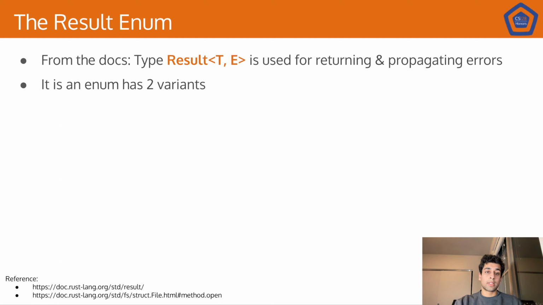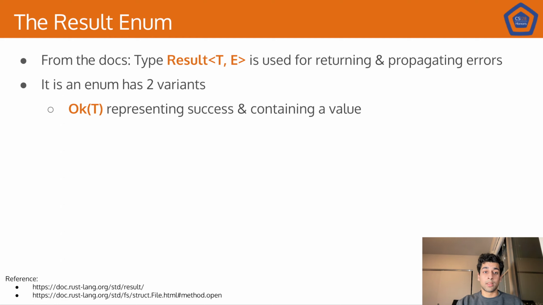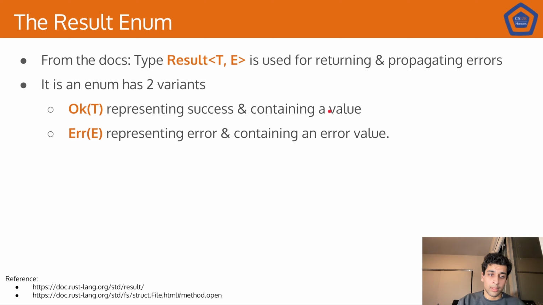So result is an enum that also has two variants: Ok, with some T inside, representing success and containing a value, or Err, with a value of type E inside, representing error and containing your error value.